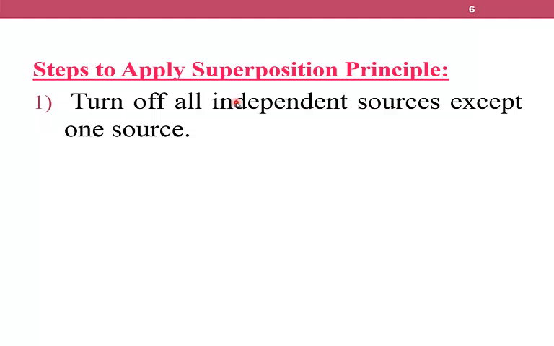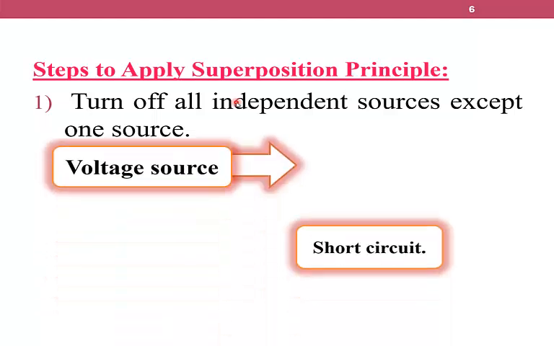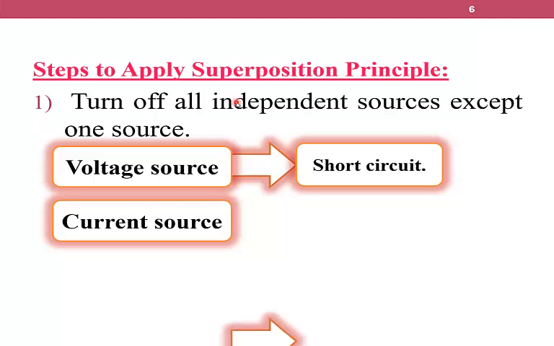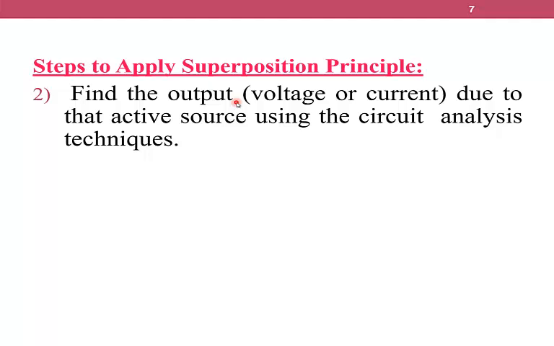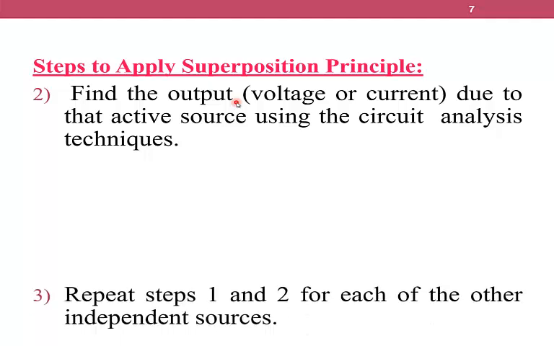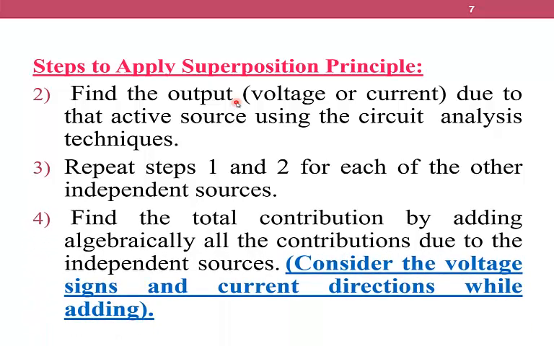First, turn off all independent sources except only one source. If you have a voltage source, you need to make it short circuit. For a current source, you are going to make it open circuit. Second step, find the output voltage or current due to the active source using circuit analysis techniques. Third step, repeat steps 1 and 2 for each of the other independent sources. Fourth step, find the total contribution by adding algebraically all the contributions due to the independent sources. Consider the voltage signs and current directions while adding.